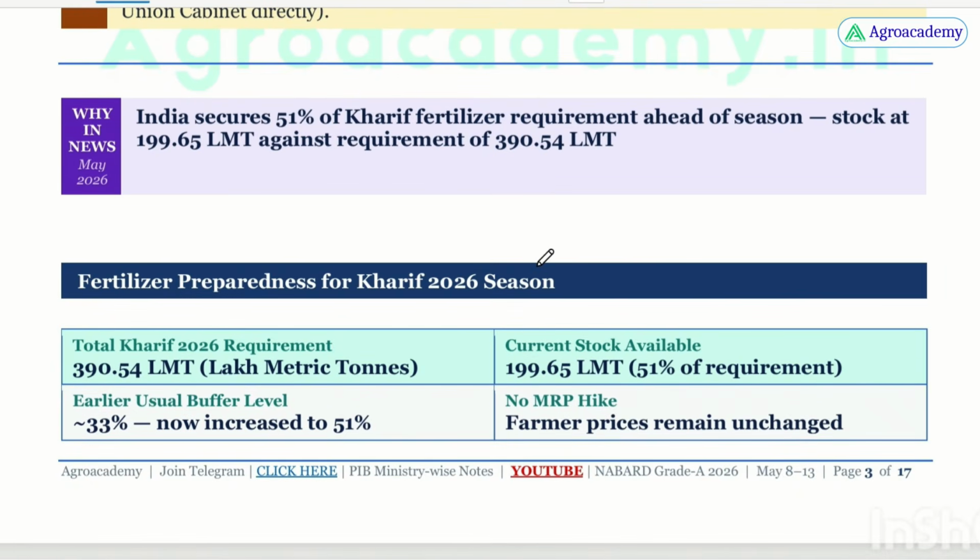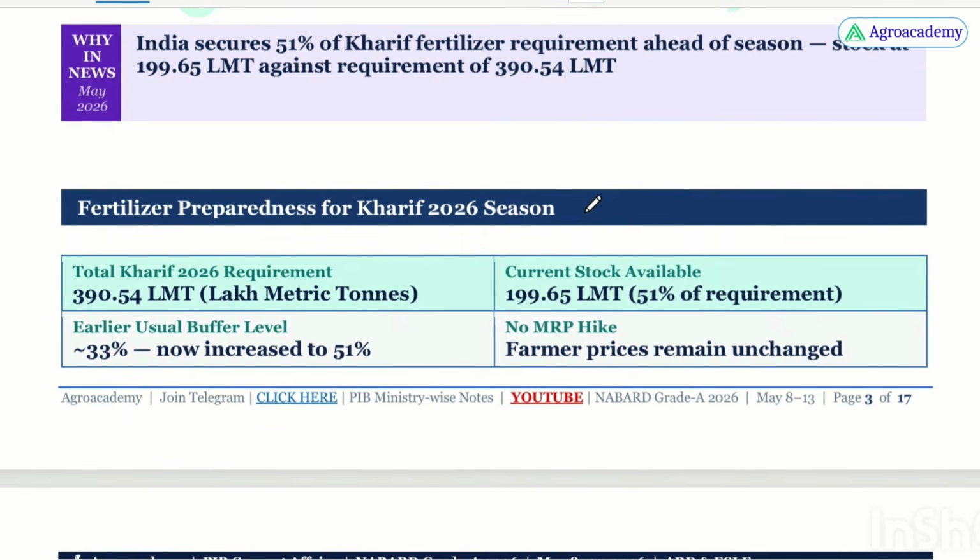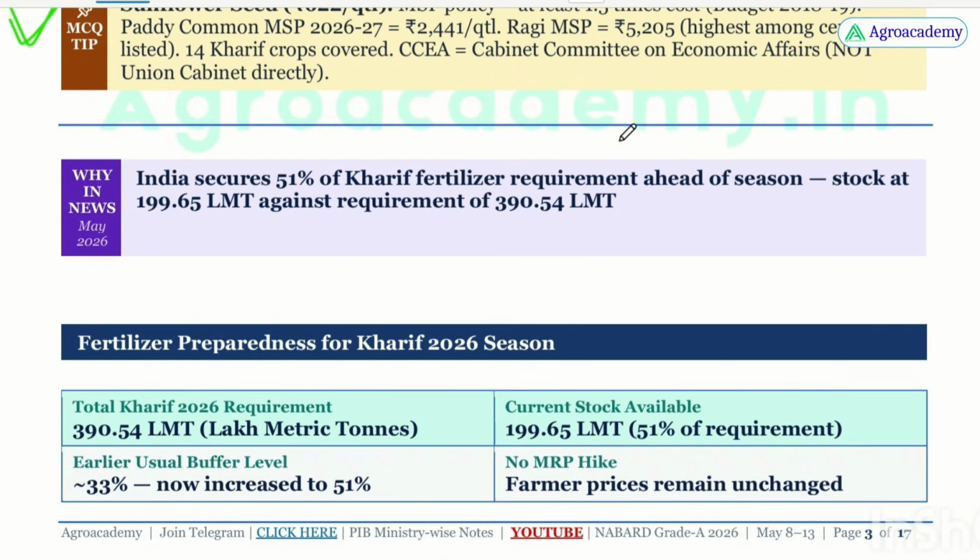Then next comes the fertilizer. As you know that war is happening in the Middle East countries, so there is a possibility of fertilizer reduction, or there is a possibility of shortage in fertilizer. So that's why everyone is so vigilant about the fertilizer stock.